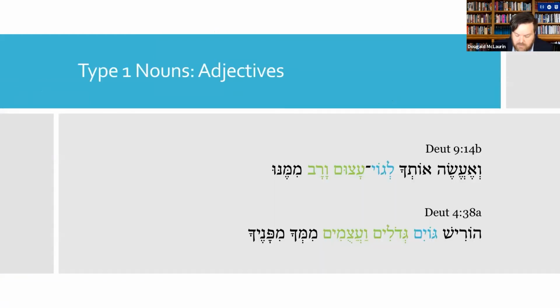So let's take a look at Deuteronomy 9:14. As an example of this, we see lagoy atzum varav. So we have two singular adjectives that are referring to goy, a nation. Goy is in singular. The adjectives are in the singular. In Deuteronomy 4:38, we have goyim gedolim va'atzumim. So there we have the same adjective in this case with goyim, and all of them are plural. And so this is not surprising to us, but as we move along these types, we'll see that there's actually disagreement in this area. And I think this helps us see that. So this is setting the groundwork for that.